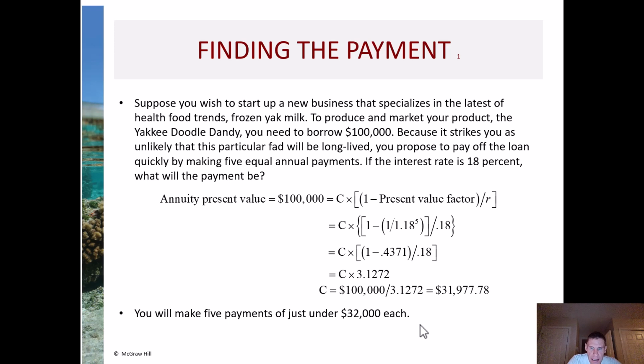So again, it's just a question of looking at your formula: C times, and look at your order of operations, 1 minus the present value factor, this reciprocal, over R. So you just plug it in, right?